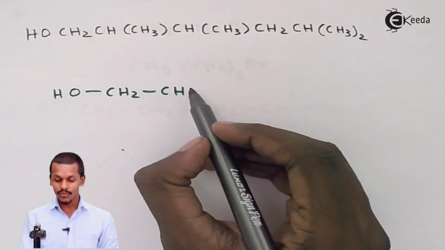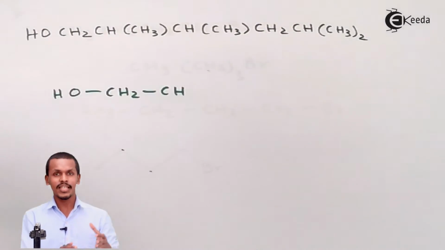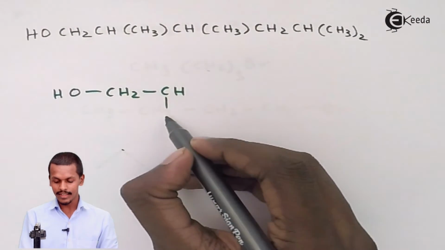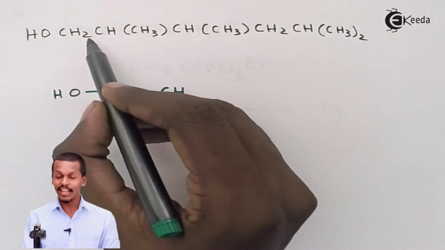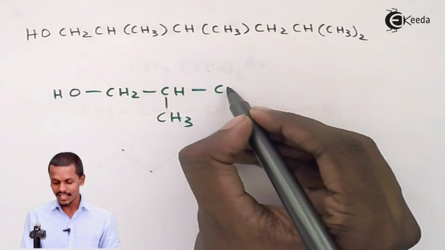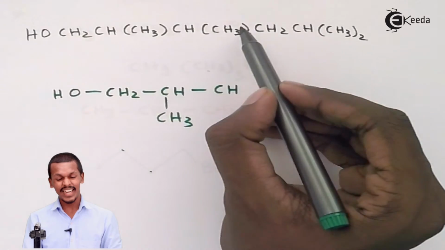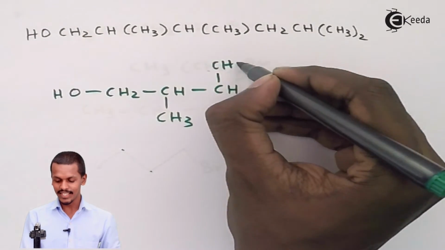Yes, so I couldn't write it in a straight form, because this is a substituent that forms a branch. Therefore I would write it at the lower position as CH3. So the work of this is done, and then I'll move to the next one, which is CH again, so there's a bond of CH. If I move further, there is a bracket that I could see, which represents another branching, so I could write it over here as CH3.